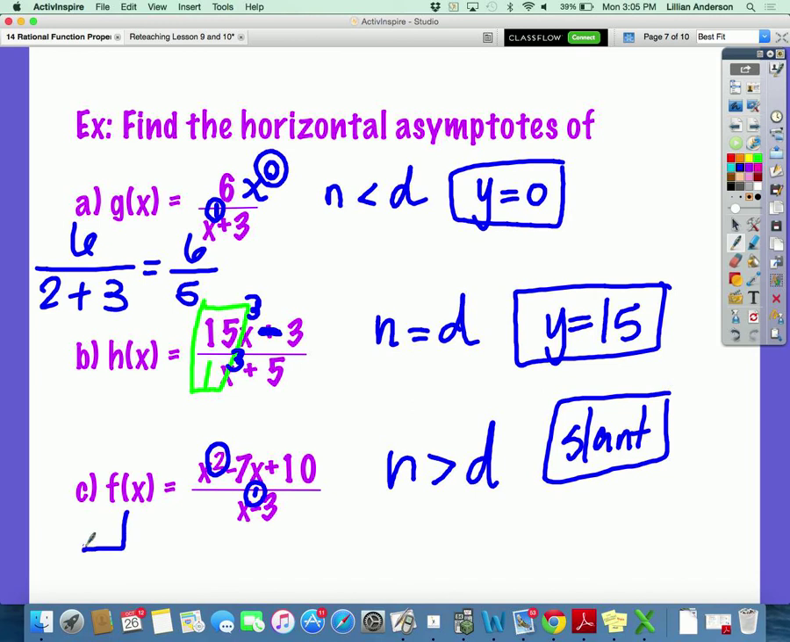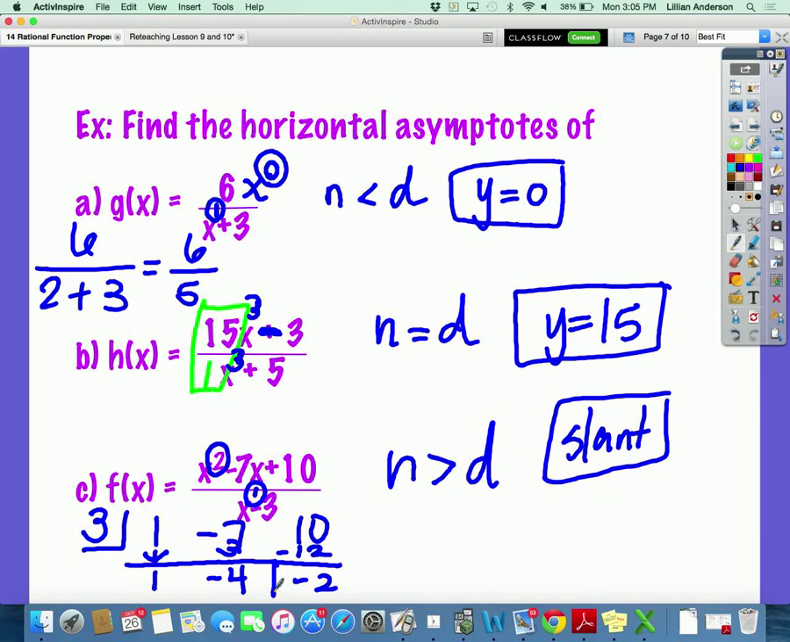It's a fraction. You're dividing. What's going to go in the backwards L? The 3, because this is what we're dividing by. And what's going to go beside it? 1, negative 7, and 10. And this is what we do synthetic division with. We bring down the 1. 3 times 1 is 3. We add, negative 4. We multiply, negative 12. Add, negative 2, which is our remainder.